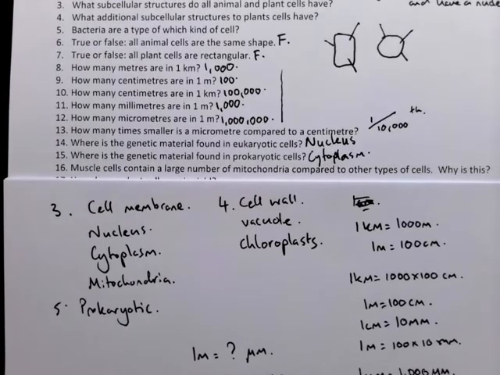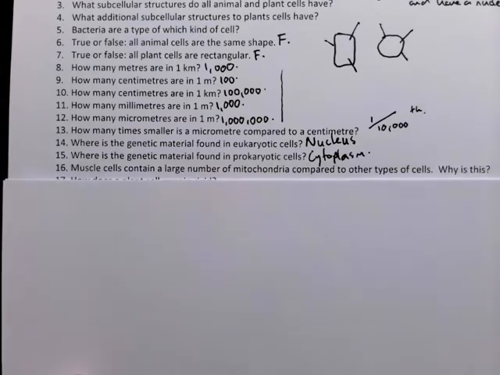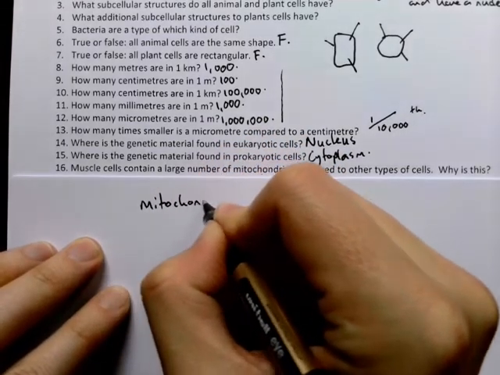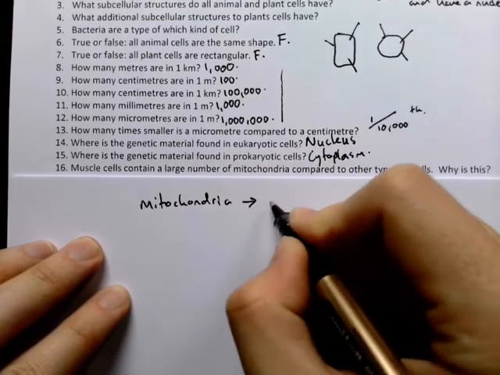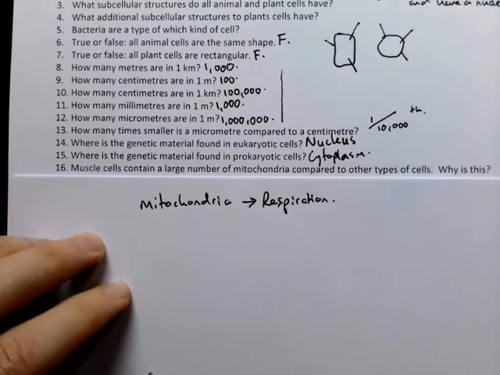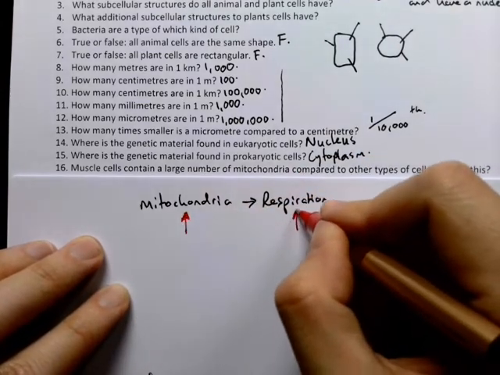Right, well, mitochondria do respiration. So if there's a large number of mitochondria, it means that the cell needs to do a lot of respiration. Think about it like this: mitochondria does respiration. So if the number of mitochondria increases, that means the amount of respiration can increase.